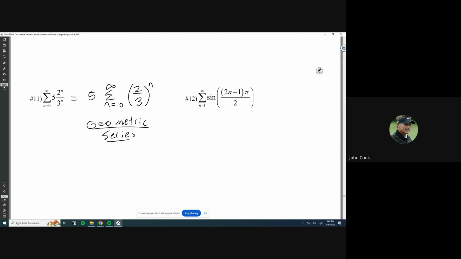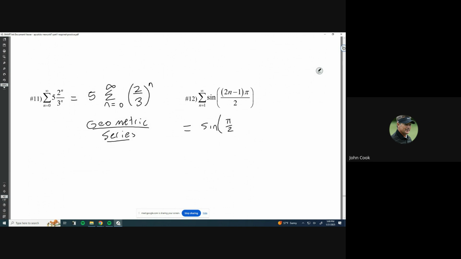Number 12. Oh man, that one looks crazy. Yeah, I mean, it doesn't have power of n, doesn't have factorials and exponents, doesn't have much of anything, does it? My gosh. So, you know what I would probably do here? I would just plug in a couple of terms and see what happens with this thing. This is a weird one. So if I plug in 1 for n, I would get the sine of (2 minus 1) times pi over 2. So 2 minus 1 is 1, so that's pi halves.